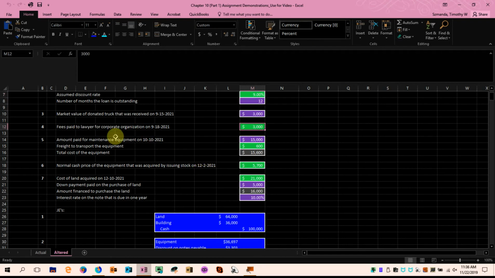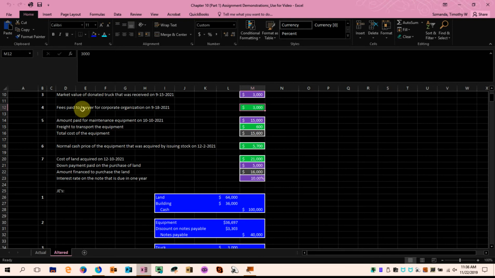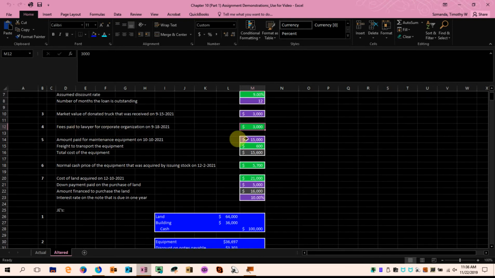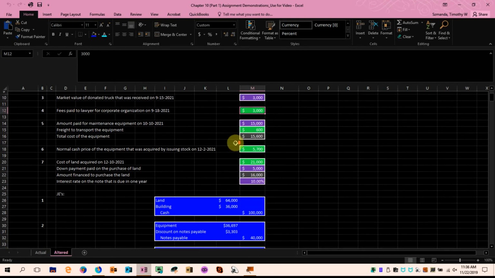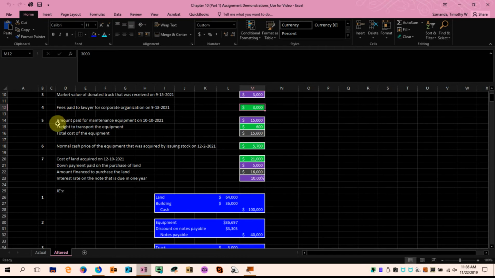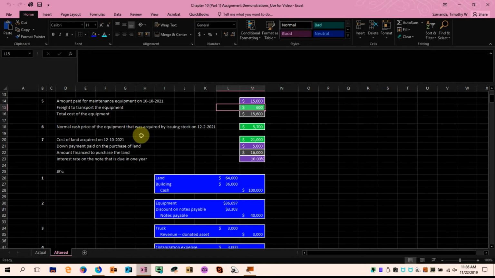Transaction 3, we're donating a truck. That's going to be revenue. Number 4, we have lawyer's fees for organization costs. We'll talk about the journal entry for doing that. And number 5 was the purchase of maintenance equipment for cash. And we need to include, of course, the freight charges, which I have altered.